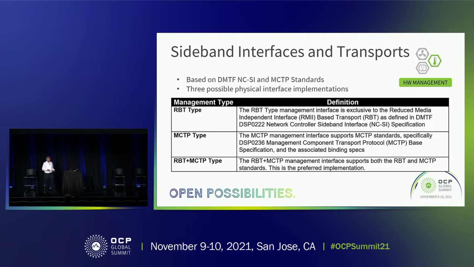So this is currently in the OCP NIC 3.0 spec. It allows for an existing implementation to pick one of the management types. Specifically, for the RMII-based transport, that definition comes from the NCSI spec, which we'll dive into in detail.